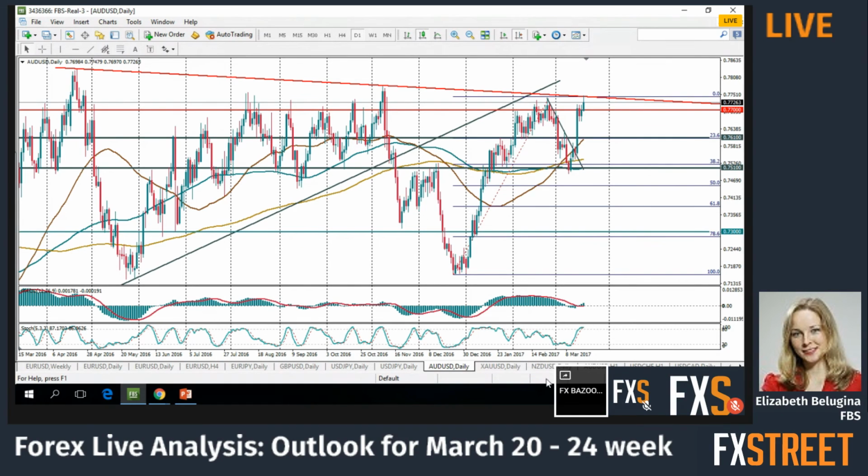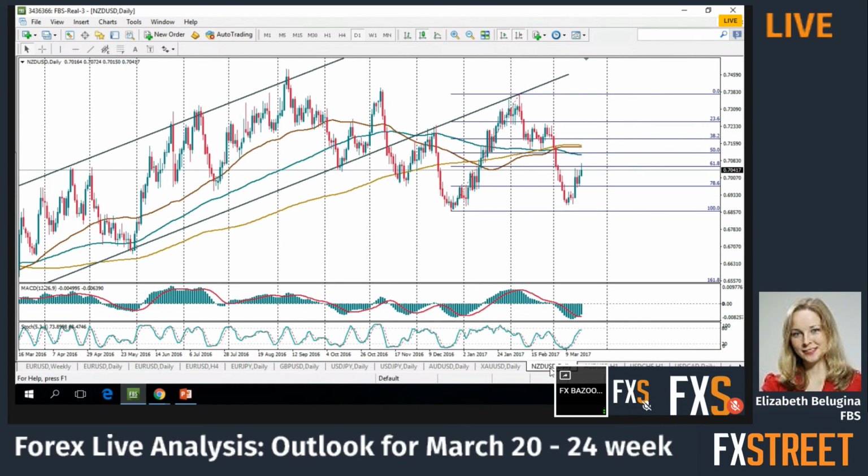Let's have a look at the New Zealand dollar as well. Here, the pair also managed to recover, and it almost approached resistance from February highs, and resistance above the current price is formed by the almost horizontal moving averages located in the area of 0.7110, 0.7150.